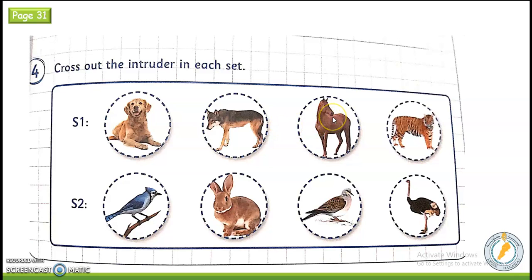Exactly, it's the horse. Why? Because the horse is a herbivorous animal because it eats herbs or plants or grass. So we cross the horse out. Okay, so here is our first intruder.